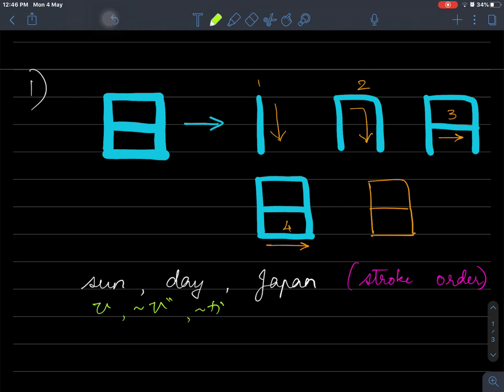The onyomi of this character, again, it has more than one onyomi, just like it has more than one kunyomi. So the first onyomi is nichi. The second onyomi is jitsu. Okay?